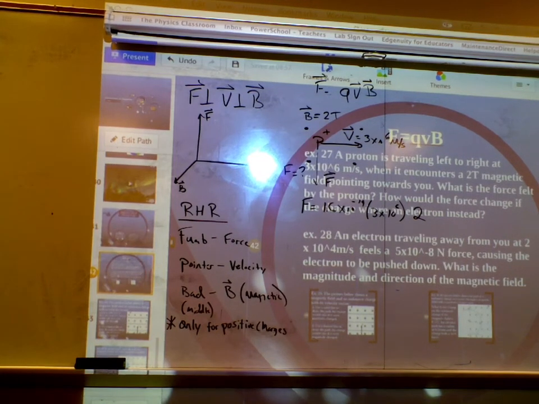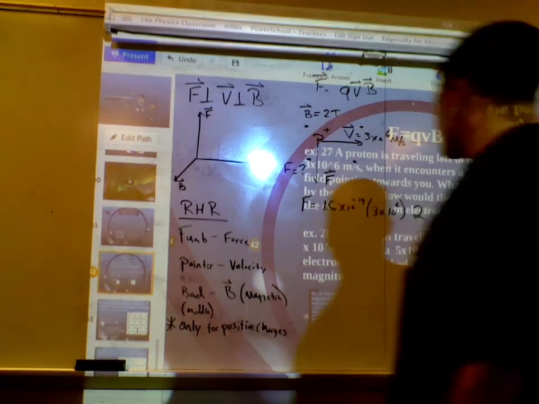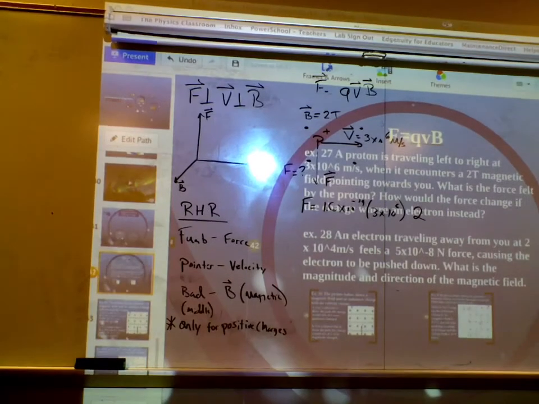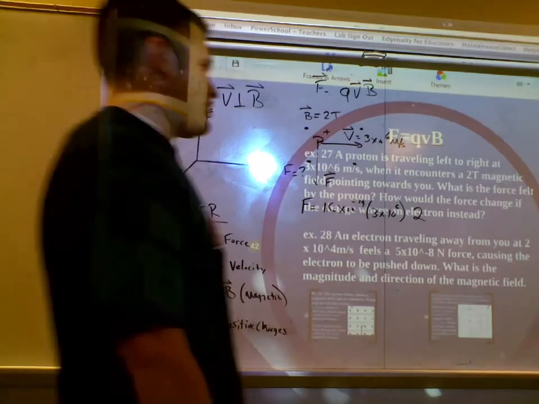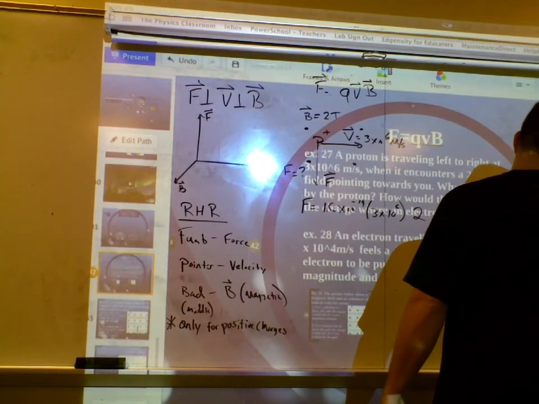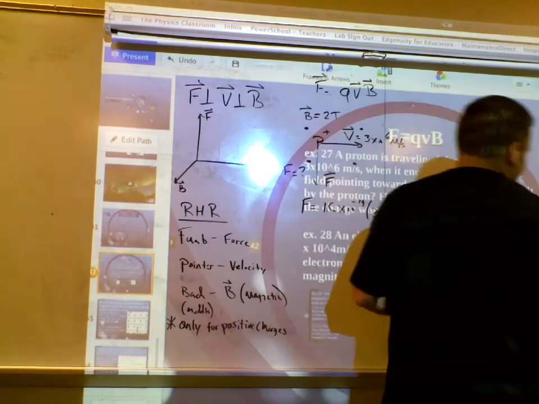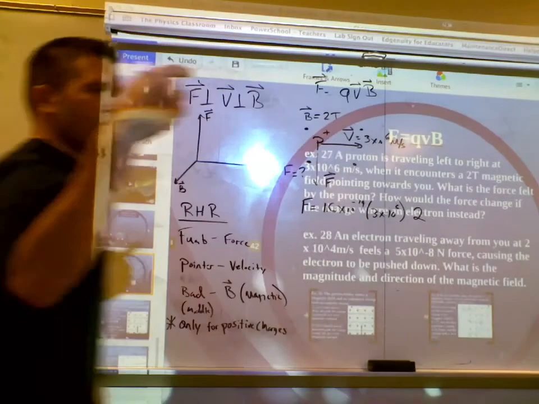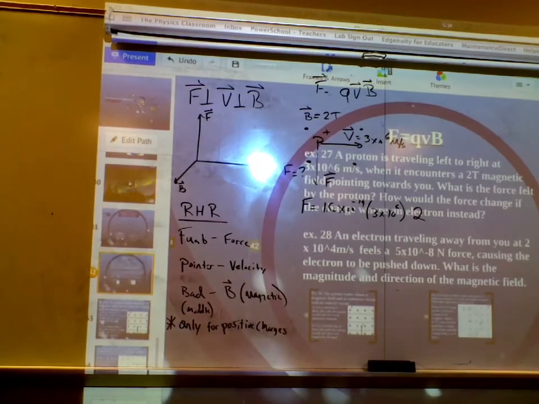It's traveling away from you. Away means away, so the velocity is an X, into the board. Out is dots. Think about an arrow. If an arrow is shooting towards you, do you see feathers or a point? A point, right? So the dots are arrows coming at you. If an arrow is being shot away from you, do you see feathers or a point? Feathers. So the X means it's going away.